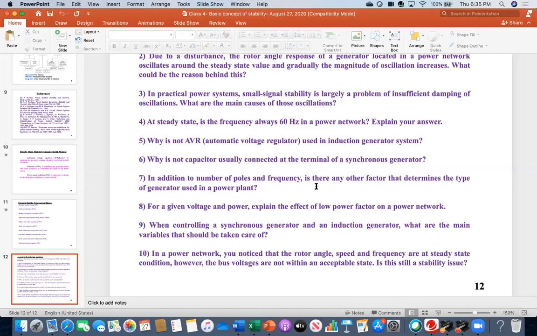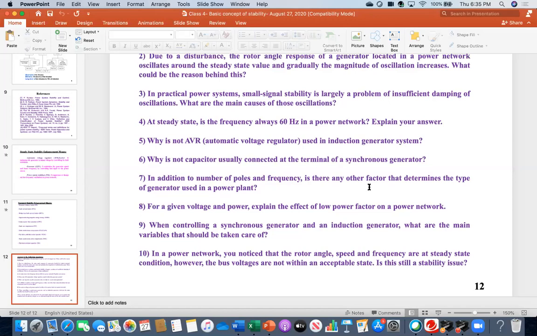The question is, will you choose a salient pole type of machine or non-salient pole? Will you choose a hydraulic turbine or steam turbine? How will you determine that? Based on the type of plant we are using the generator, or the source of fuel. Yes, based on the geography, right?